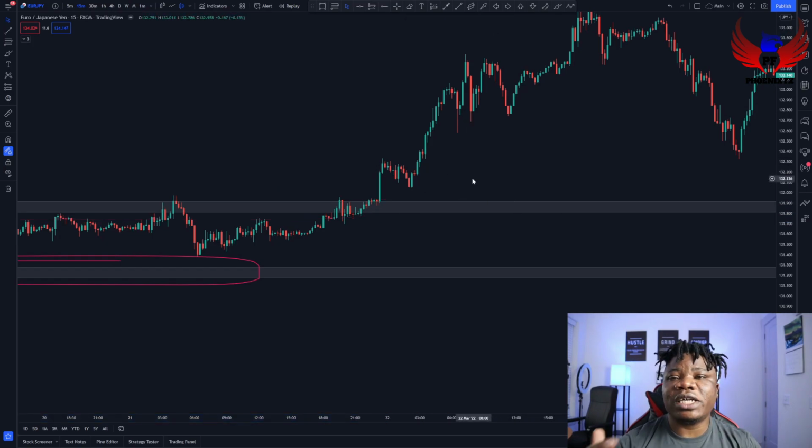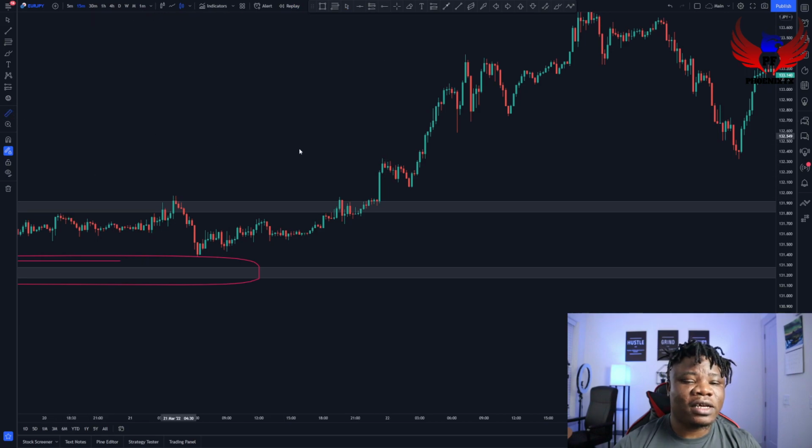Now there are two ways you can get in a position. You can either get in after the break and close, which is the breakout strategy, or you can wait for a break and retest, then you get in your position. In this case, we cannot get in after the break and close, because if you do that, you're going to have a huge stop loss. Here we're looking at about a 50 to 55 pip stop loss. That's too huge of a stop loss.